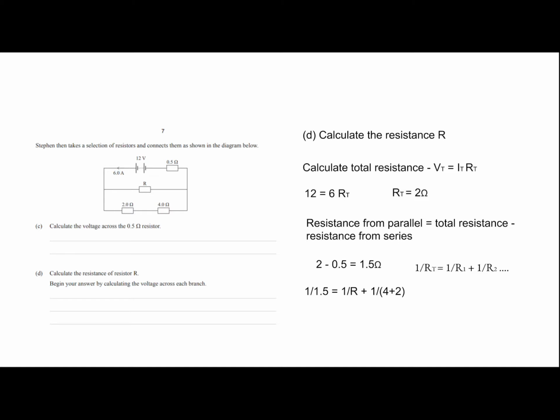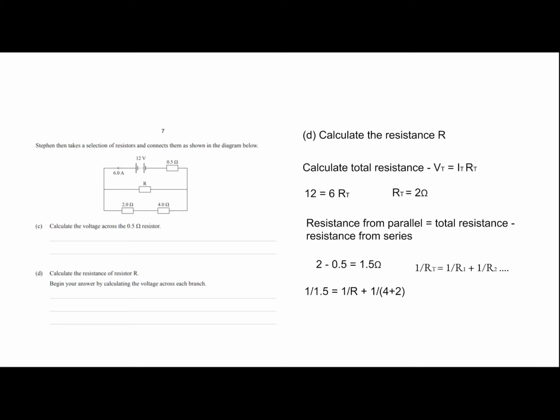We can substitute our numbers in. So we can say 1 over 1.5 equals 1 over R, which is our top half here, plus 1 over 4 plus 2. As you can see, these two resistors at the bottom are a series within parallel. If you're just looking at the bottom route, they are connected in series. So the total resistance of the bottom route is 4 plus 2, which is 6 ohms. So we can add the 4 and the 2 to create a bigger 6 ohm resistor.